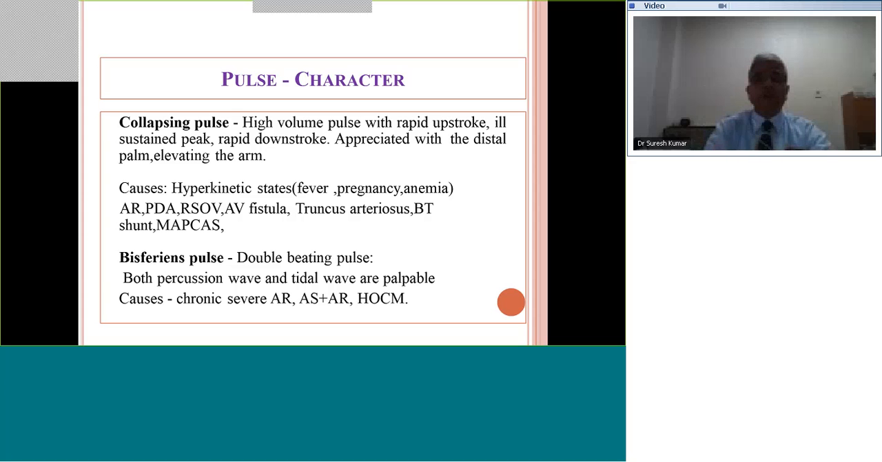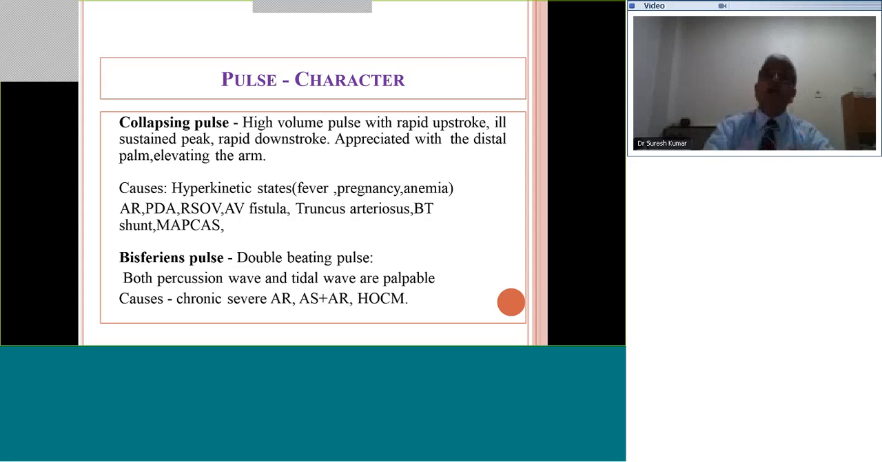And the causes of a collapsing pulse could be hyperkinetic states like fever, pregnancy, or anemia, or pathologic conditions like aortic regurgitation, patent ductus, ruptured sinus, arteriovenous fistula, truncus, systemic pulmonary shunt, or aortopulmonary collaterals.